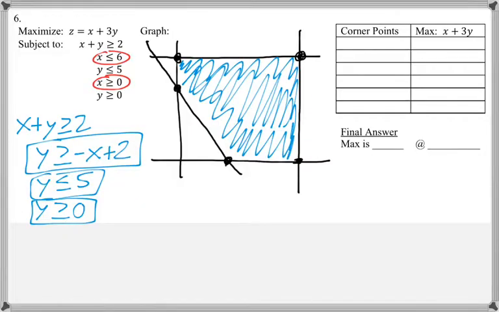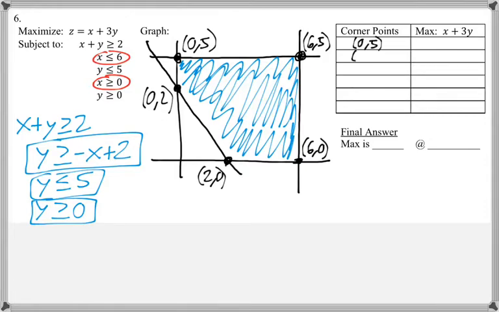Now that we found all of our intersection points, we can label them on our graph. So 0, 5, 0, 2, 2, 0, 6, 0, and 6, 5. So now I just want to plug in these corner points into the objective function.